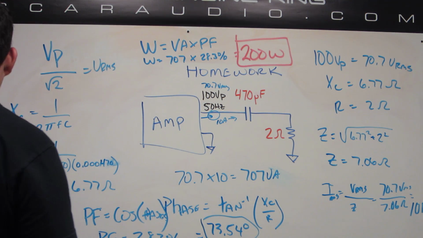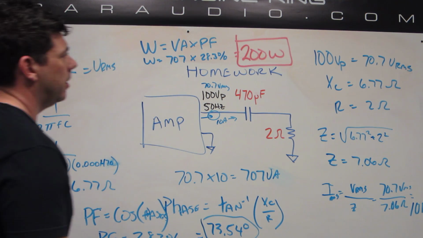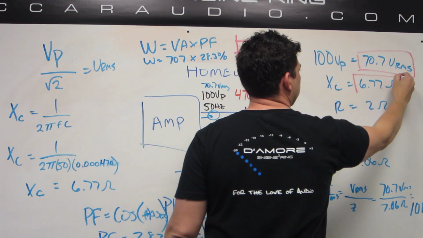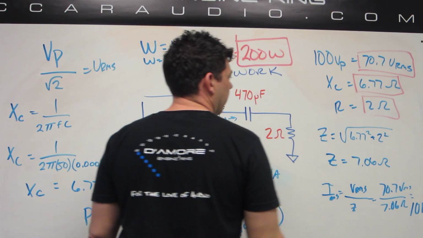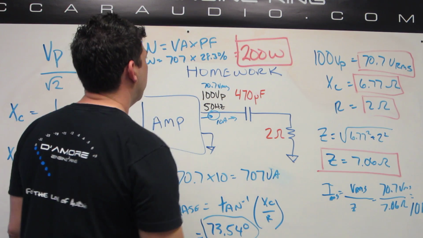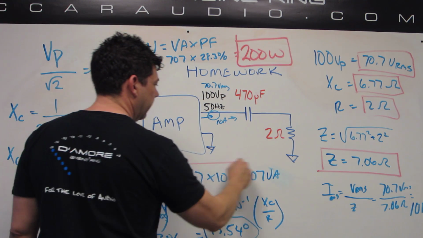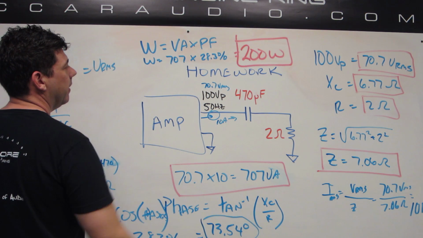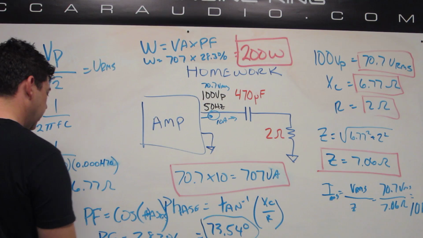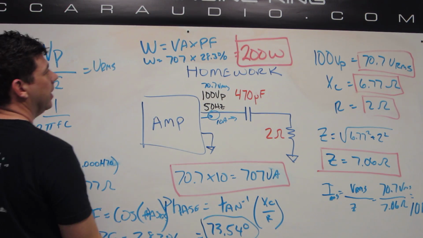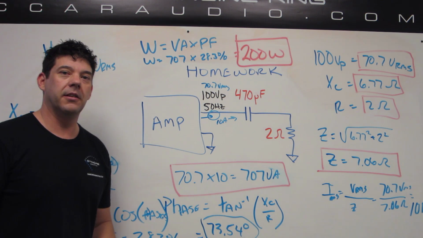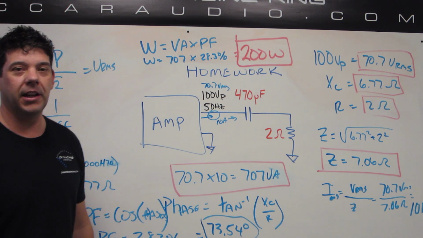So the answer to the homework, we asked a couple different things. One of them was, what's the RMS voltage? What's the impedance of the capacitor? What's the impedance of the whole system? How much power do you think you're getting if you're using clamps? Right here, 707. And then the phase angle, 73 degrees. The power factor, 28.3%. And finally, the actual power that's happening, only 200 watts. So there you go. Hope you guys had fun with that and learned some stuff.